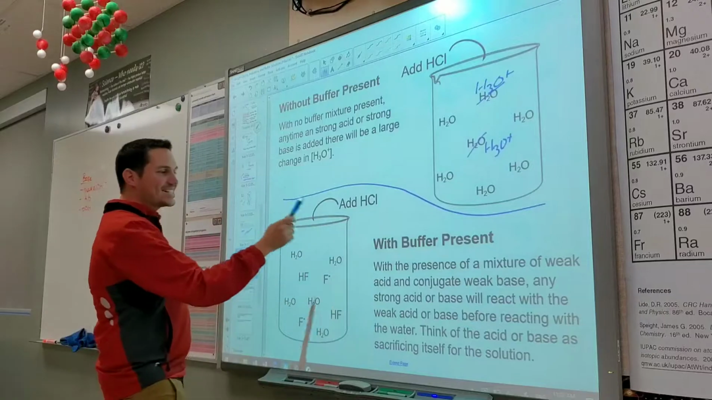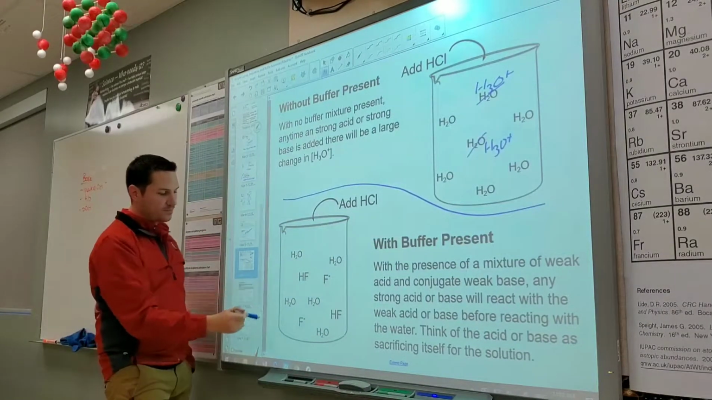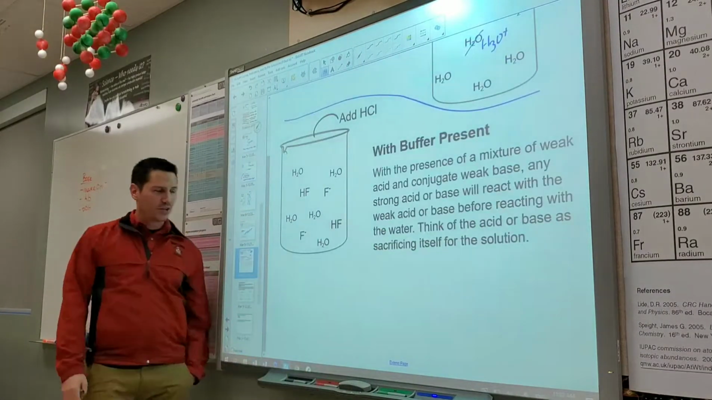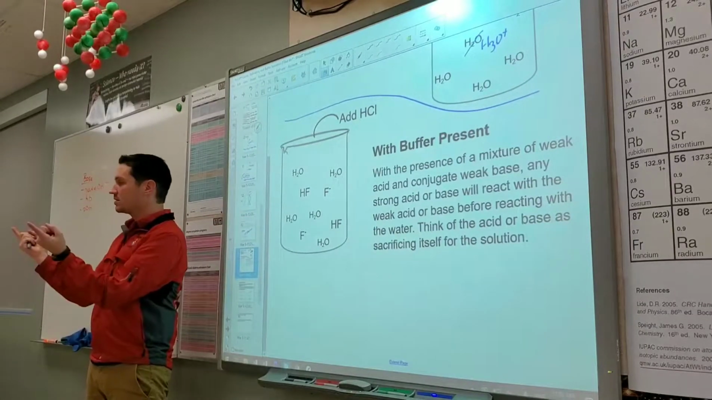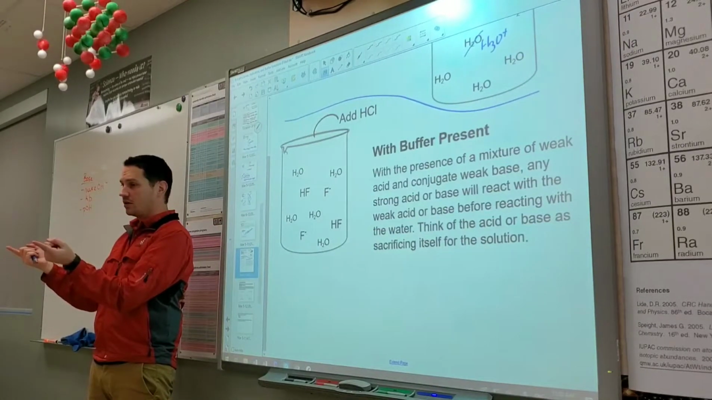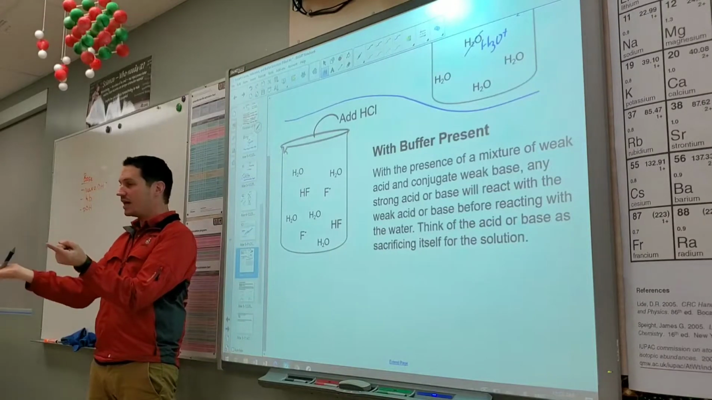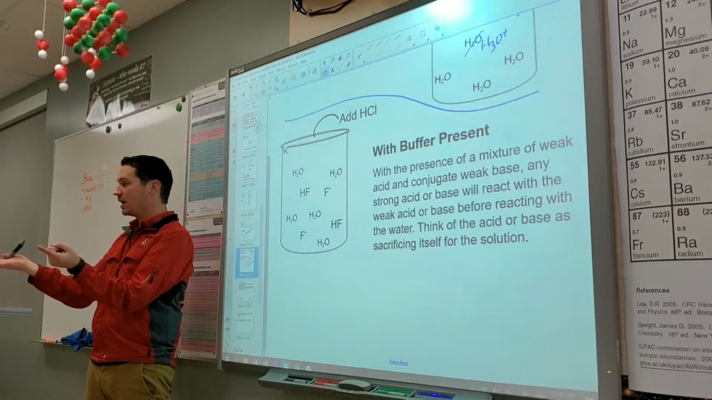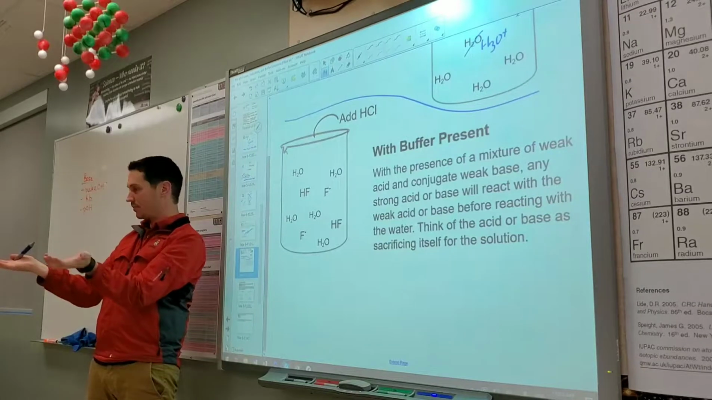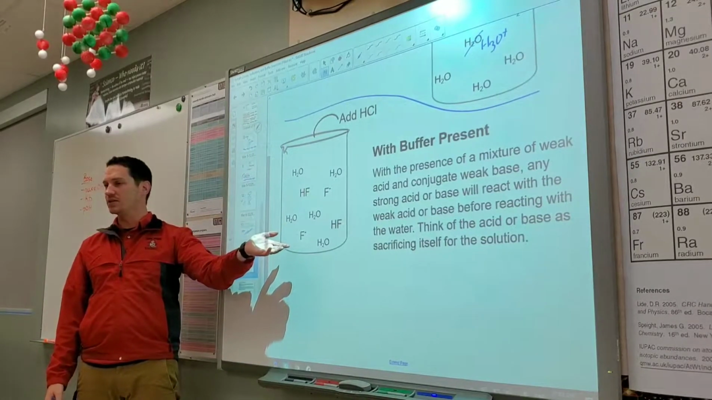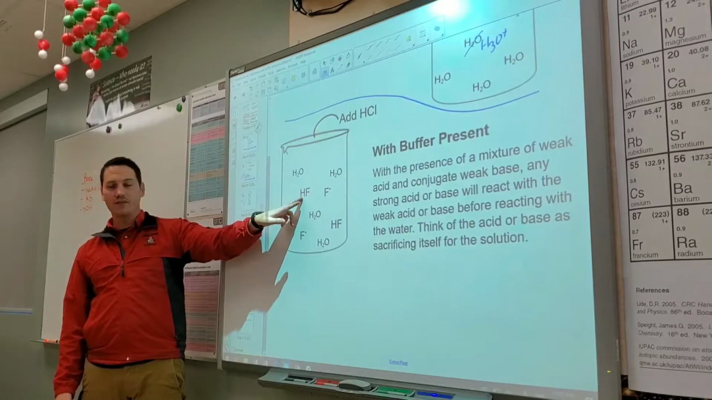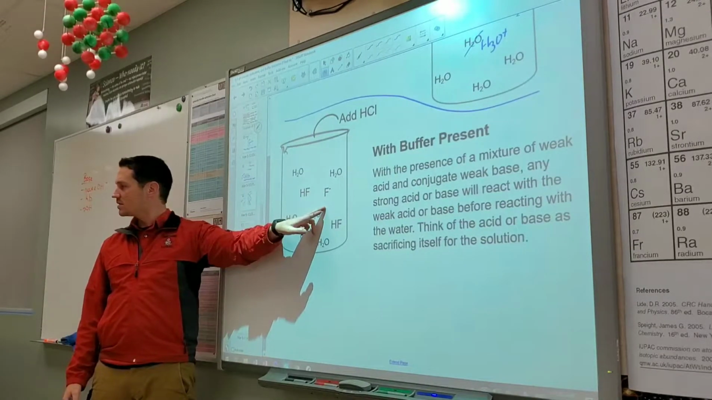Now let's add hydrogen chloride to a buffer. What makes a buffer? It's a weak acid and its conjugate base. Do you see a weak acid and its conjugate base in here? Yeah. I see HF and F minus.